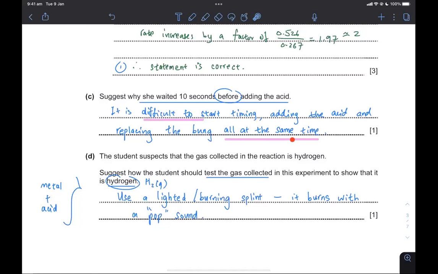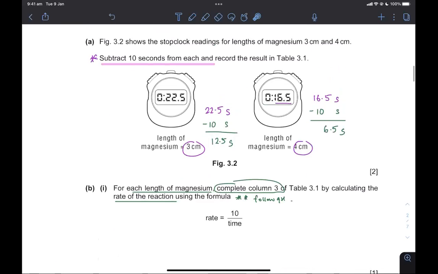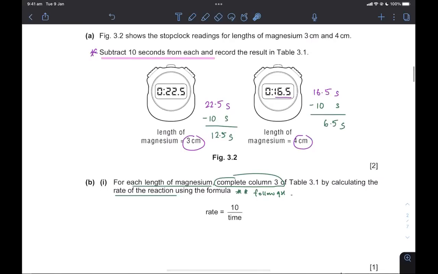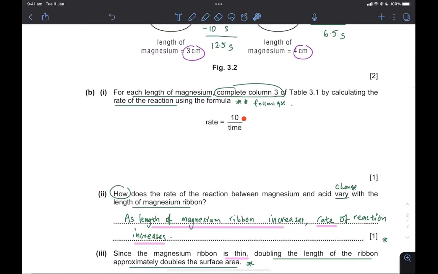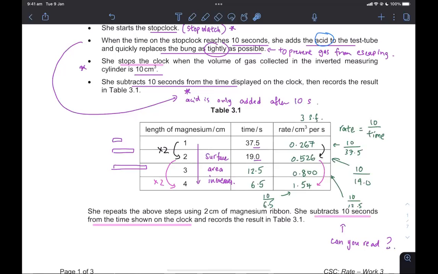That means you don't have another hand to start the timer, which is why this student has to take 10 seconds from the final result. Take 10 seconds off, record it, you get 2 marks. Make sure you know how to read the question. This 10 here refers to 10 cm3 of gas divided by the time, you get 1 mark. You collect 10 cm3 of gas in the measuring cylinder. So how much volume of gas divided by the time taken? Shorter time to collect a fixed volume of gas, faster rate of reaction. Longer time, slower rate of reaction.